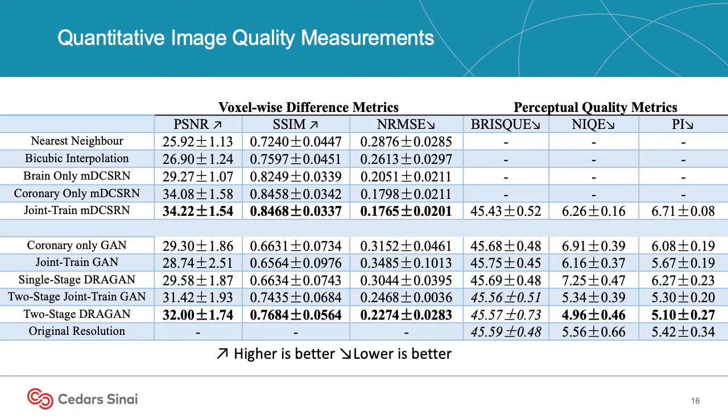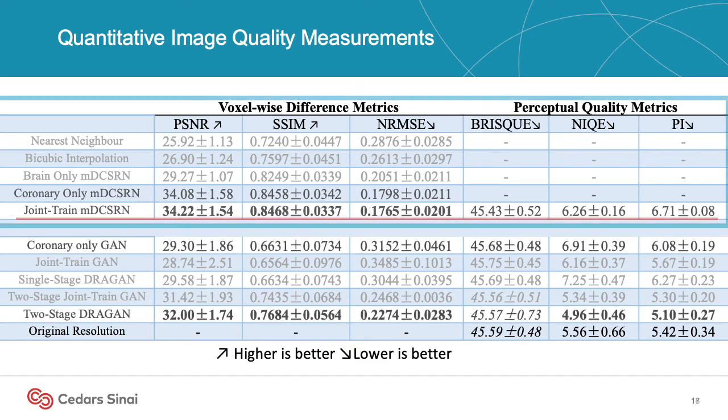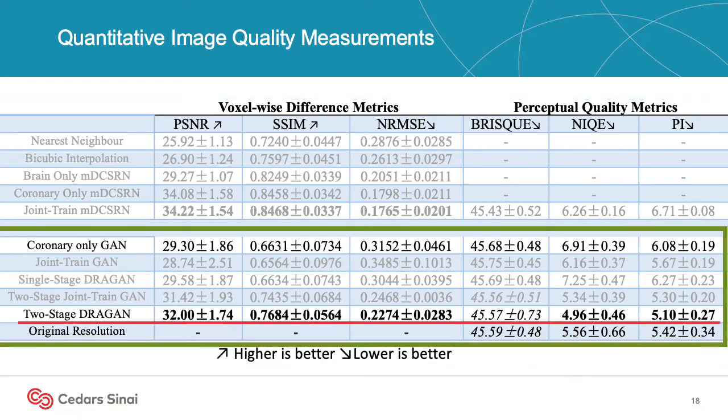Here is the image quality measurement in numbers. The first part shows the results for a non-GAN network, which mainly recovers big structures. By training on both datasets, the joint training model obtained the best numbers in the similarity metrics such as PSNR and SSIM. The second part shows the comparison between different GAN networks. We can see DRAGAN outperformed all the others, especially in the perceptual scores, where a lower number is better.